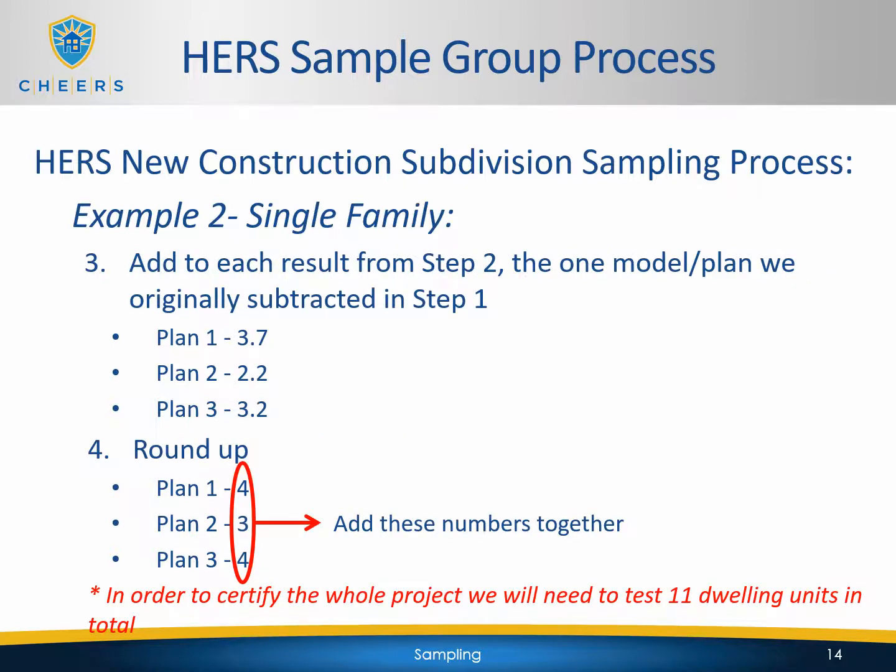Now in step 3, we're going to add to each result from step 2 the one model plan we originally subtracted in step 1. So 2.7 for plan 1 becomes 3.7, 1.2 for plan 2 becomes 2.2, and 2.2 for plan 3 becomes 3.2. And then all we do is round up. So for plan 1, we're going to have 4 lots. For plan 2, we're going to have 3 lots. And for plan 3, we're going to have 4 lots. You add those numbers together, that's going to give you 11. So in order to certify the whole project, we'll need to test 11 homes in total in that particular project.